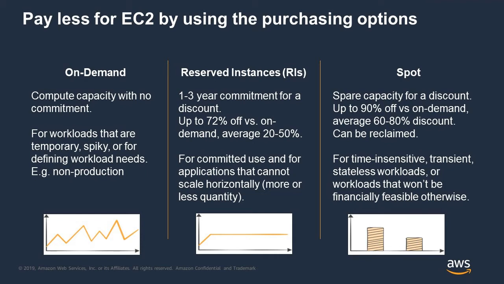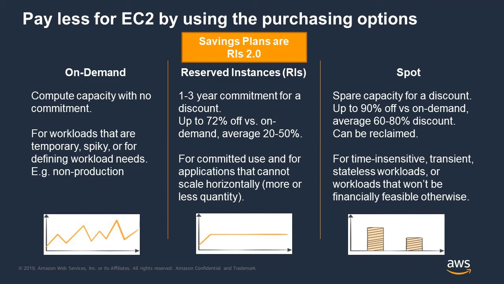Third, we have Spot. And think of Spot as the spare capacity within AWS data centers. Because it is spare capacity, it gets offered at a steep discount, up to 90% off, averaging about 60 to 80%. Because it is spare capacity, it can be reclaimed, so it does require particular architectures to leverage and take advantage of. Spot is more suitable for time-insensitive workloads, transient workloads, stateless workloads, or workloads that won't be financially feasible otherwise. Example workloads that they're ideal for include containers and CI/CD pipelines.